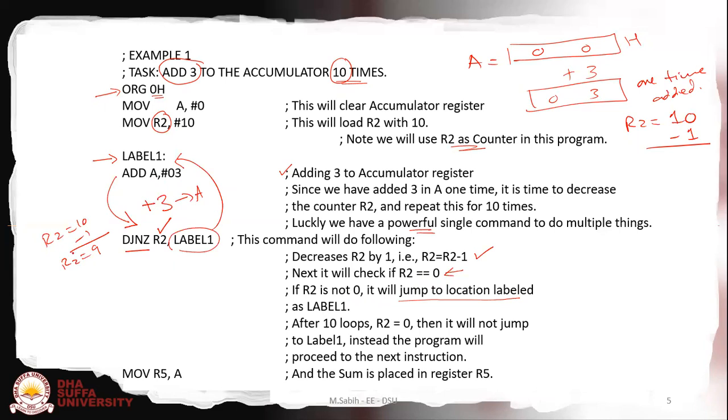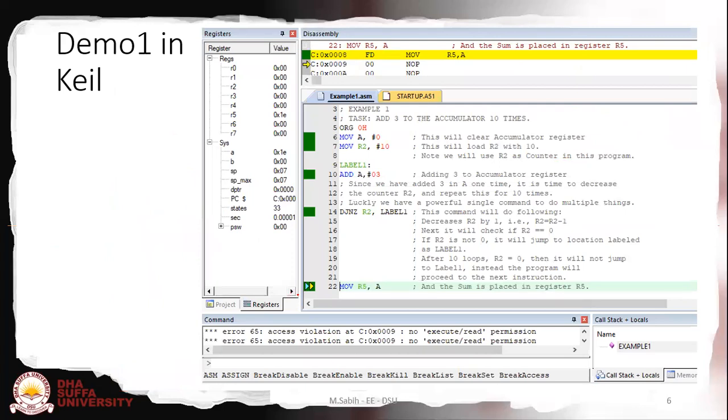The next time R2 will be 8, and finally it will become 0. When R2 becomes 0 after 10 loops, it will not jump to this label, but will move on to the next instruction. The next instruction here is MOV: we are moving the sum into register R5, so the sum is placed in register R5. This is how the loop instructions are used. Let me go and show you an example in the Keil software.